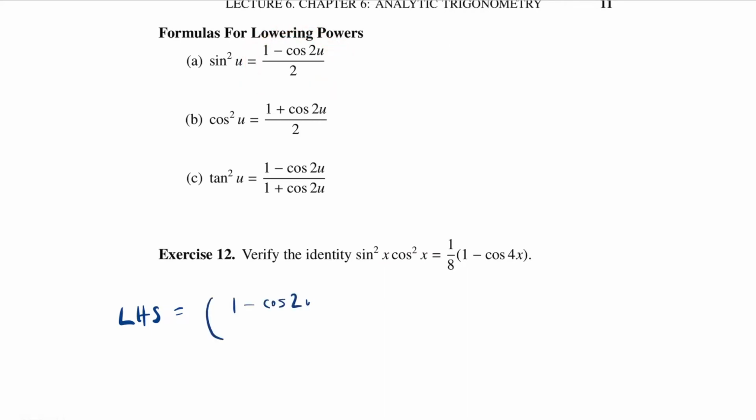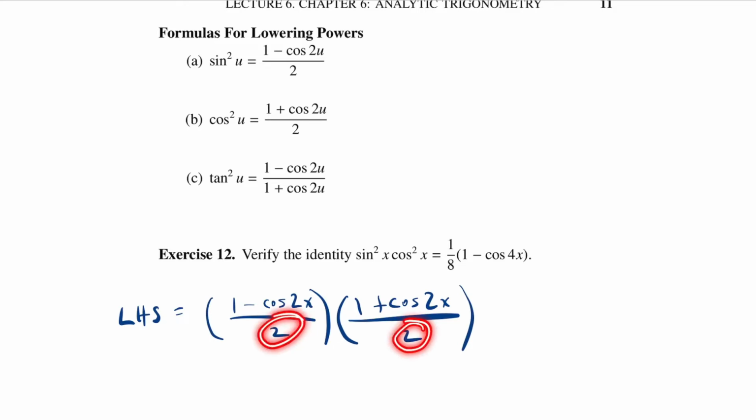So 1 minus cosine of 2u, I'll call it x because that's what the problem is using. They're using x instead of u, over 2. And now the cosine one is 1 plus cosine 2x over 2. All right, so notice that you have a 2 in the denominator for both of these. If you multiply them, you're going to get 1/4.